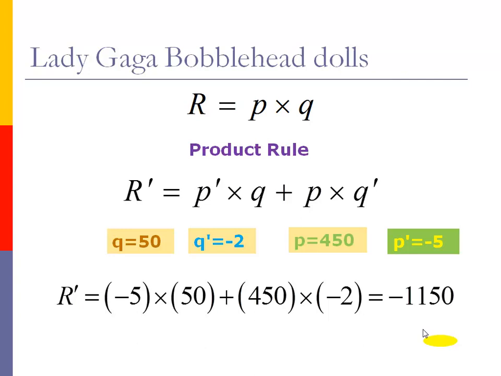My revenue's going down because it's a negative value, and it's going down at 1,150 units or dollars per whatever time frame we were looking at. And so that's what's happening to my bobblehead dolls there. Negative rate, revenue's going down.